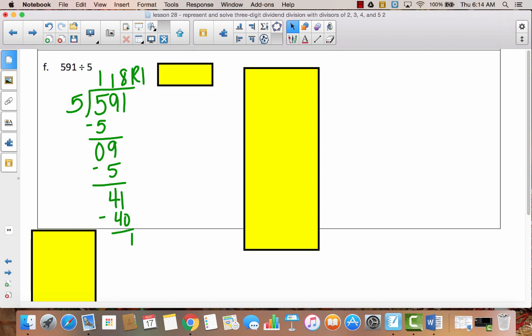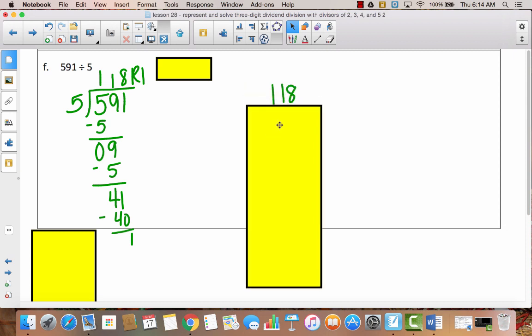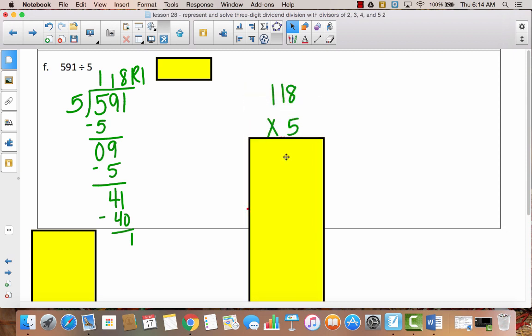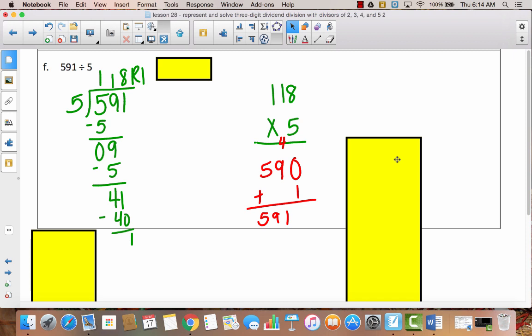So I had 118 with the remainder of 1. And then when I checked my work, I started with my quotient. I was dividing by 5, so I multiplied times 5, and that gave me an answer of 590, which I added to my remainder, and that gave me 591.